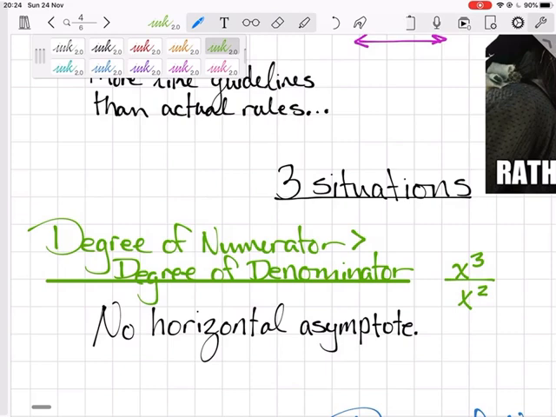So in that case where we have a higher degree, the 3, than the 2 on the bottom, we wouldn't have a horizontal asymptote in this case. So you don't have to worry about crossing something that may or may not be able to be crossed.